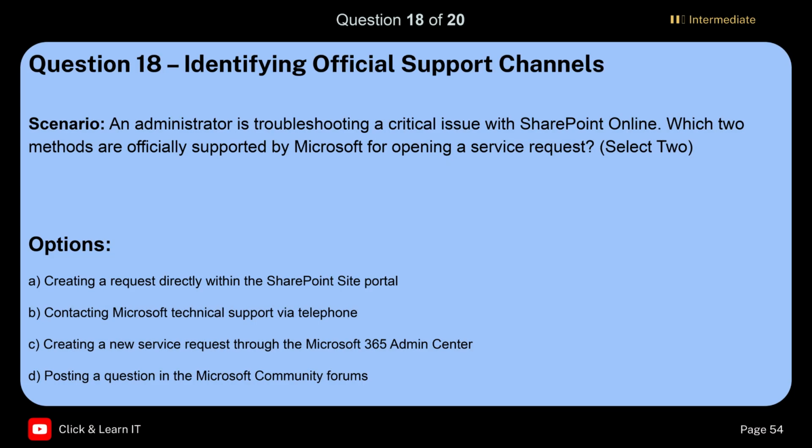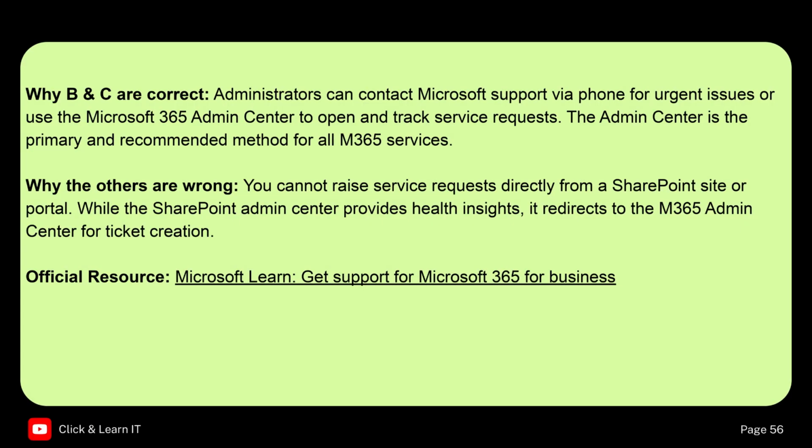Question 18. An administrator needs to troubleshoot a critical SharePoint Online issue. Which two methods are officially supported by Microsoft for opening a service request? Select two. The correct answers are B, contacting Microsoft technical support via telephone, and C, creating a new service request through the Microsoft 365 Admin Center. The Admin Center is the primary and recommended method.